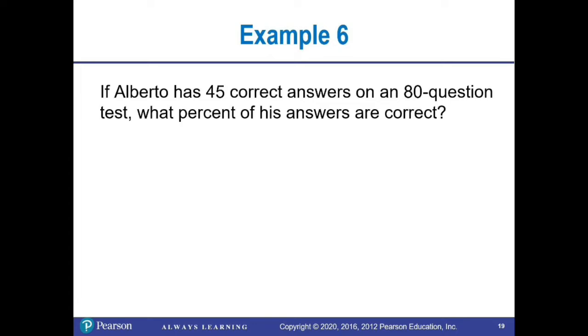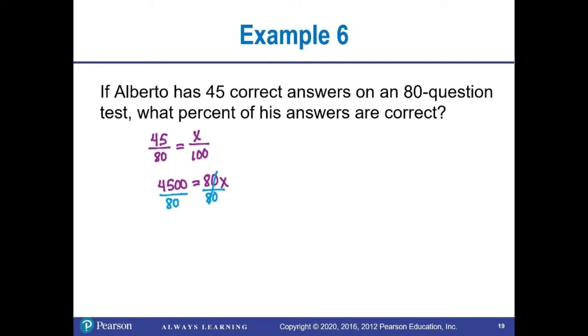Look at example 6. If Alberto has 45 correct answers on an 80-question test, what percent of his answers are correct? On the left side of our proportion, we have our part, 45 correct, out of our whole, 80. On the right side, we're looking for the percent, the part, so it goes on top, and the whole, 100, goes in the denominator. 45 times 100 is 4,500, and 80 times x. Divide both sides by 80.